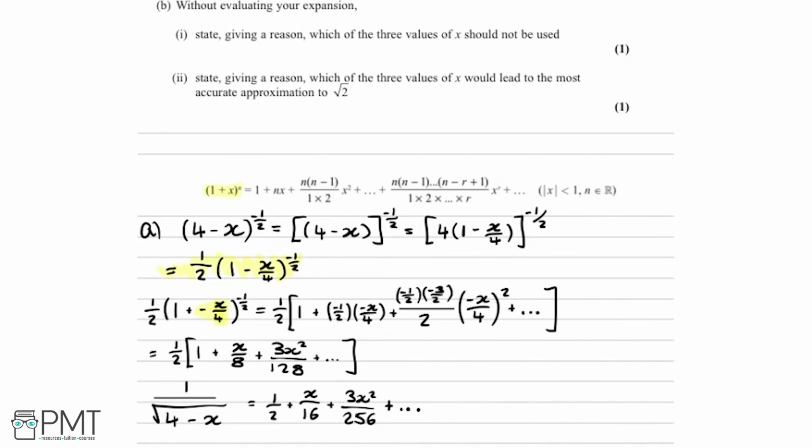So looking back in the question to see where we get the marks. We get the first mark here for carrying out the algebraic manipulation and writing 1 over the square root of 4 minus x in this form. We get the second mark for using the correct binomial expansion from the formula booklet. We get the third mark for this line, so for writing out everything in the brackets here. We get the fourth and final mark here for the correct first three terms in the expansion.